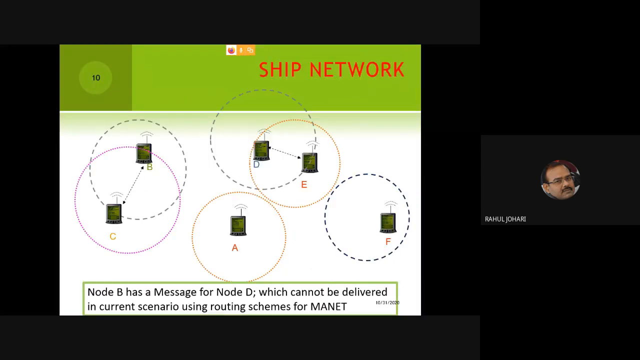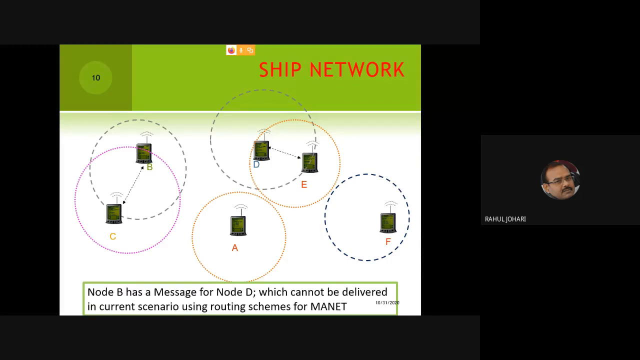Carrying on with this in the ship network, we take a certain assumption, and what we do here is go for the partition network. So here we break down the network into small parts. We have the first cluster with nodes A and B in the overlapping transmission range. Then the second cluster, nodes D and E in the overlapping transmission range. Then the third and the fourth clusters, each having a single isolated node, node A and F.